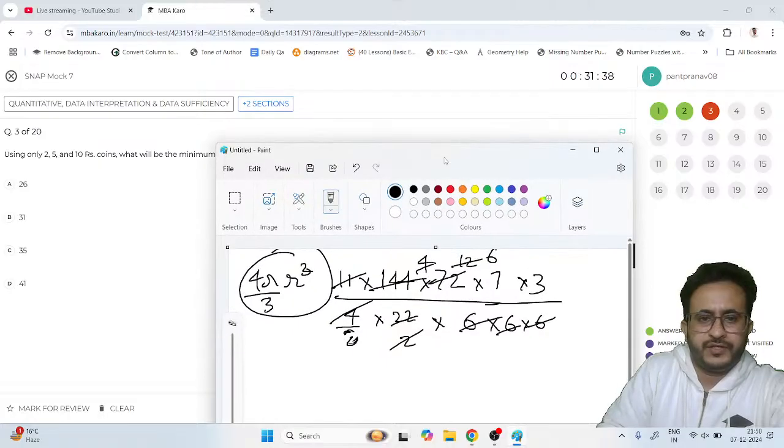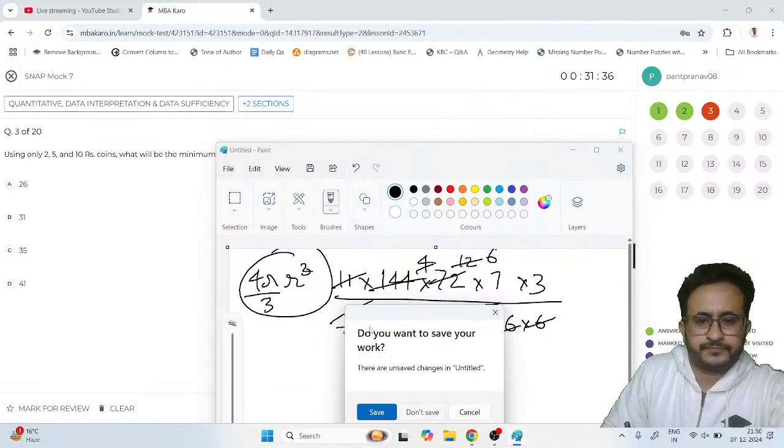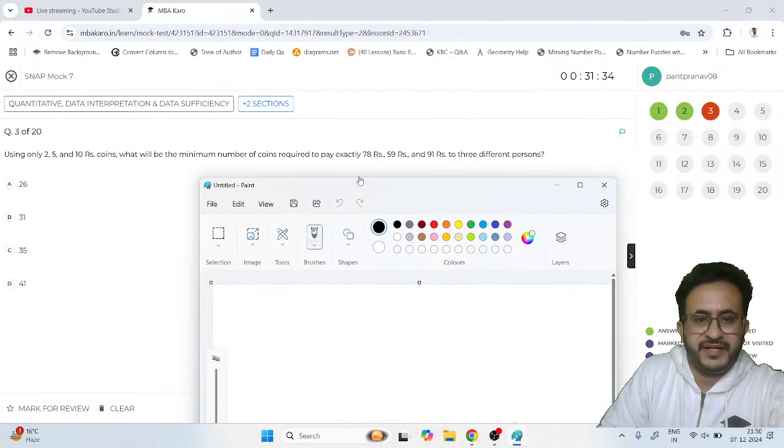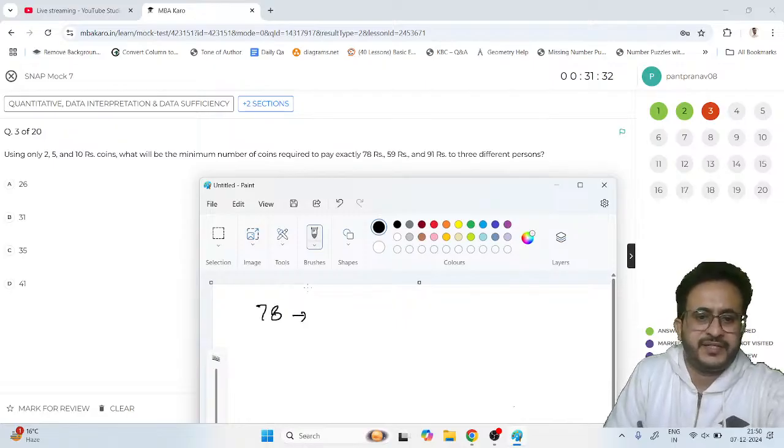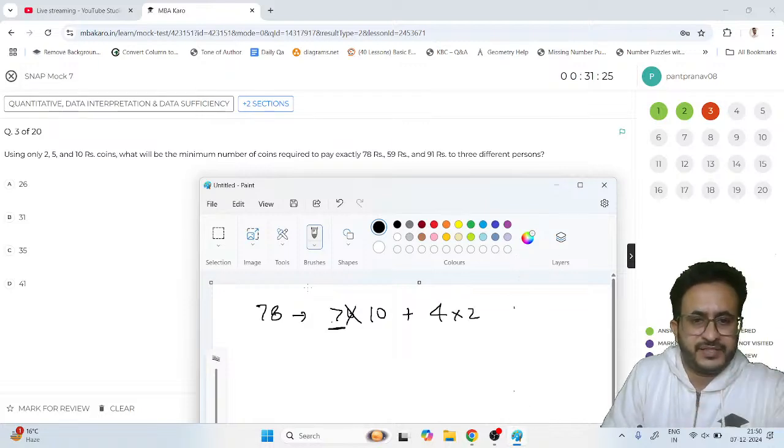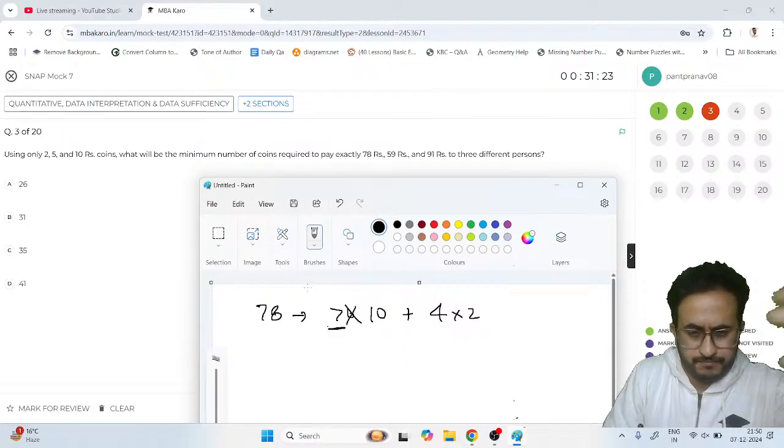Okay, so first of all, we will try to give 78 rupees. So 78 means 7 into 10, 70 rupees, and 4 into 2. So we will need 7 coins of 10 rupees and 4, 11 coins we will need.